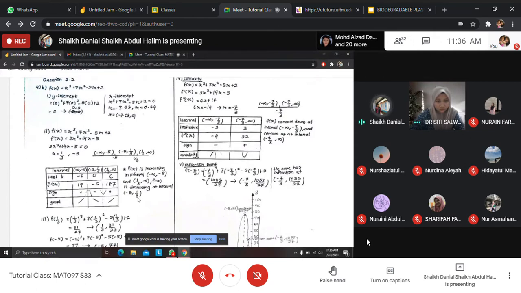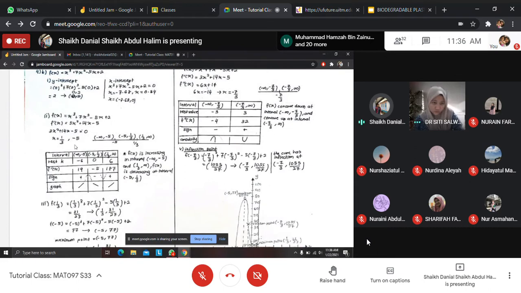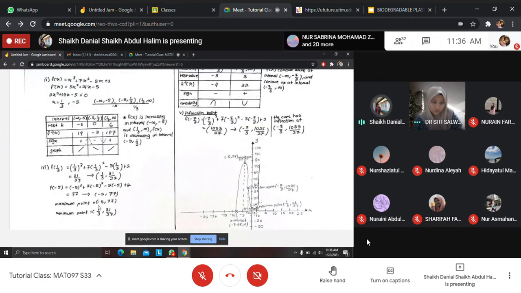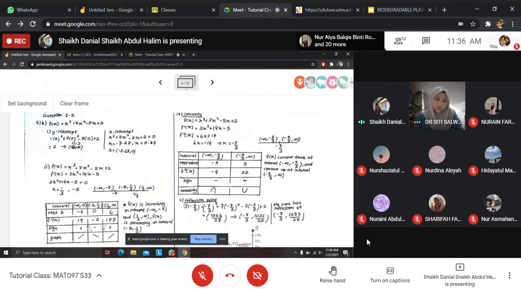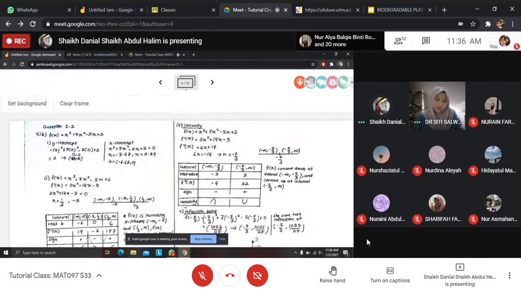Then third, dia minta cari relative maximum dengan relative minimum point for f(x). So yang ni kita masukkan value x dapat kat sini. Nanti kita akan dapat maximum point dia negative 5 and 77. Untuk minimum point dia kita akan dapat 1 over 3 and 31 over 27. So kat sini four dia minta concavity untuk graph ni.